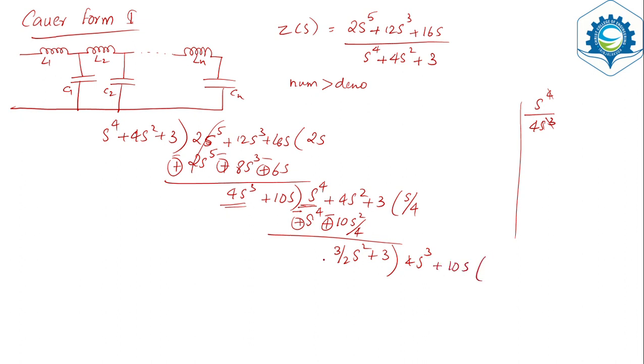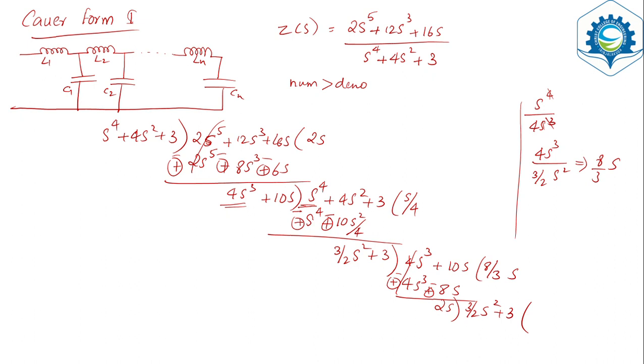Again you want to know what you have to multiply with, so I'm just going to divide 4S cube by 3 by 2 S square. So I'm going to get 8 by 3 S. So I should take 8 by 3 S over here. That will give me 4S cube plus 8S. And again I'm going to carry out the division, and I'm going to get 2S and 3 by 2 S square plus 3.